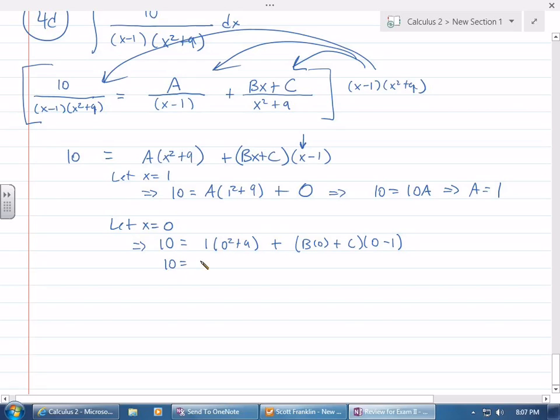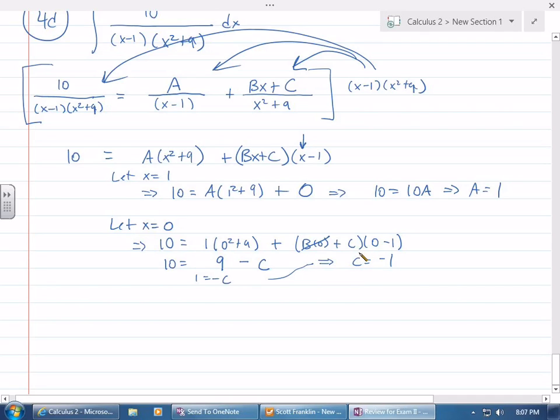So this is 10 equals, that's 0 squared plus 9, so 9 times 1, 9, plus, that's gone. And C times a minus 1 is minus C. That's gone, so just minus 1 times C, minus C. Okay, so 1 equals minus C. C is then negative 1.